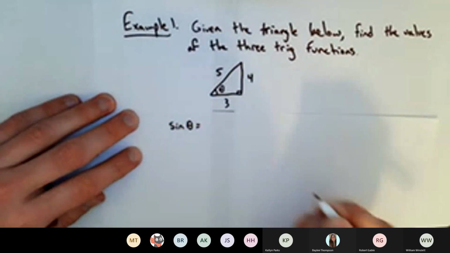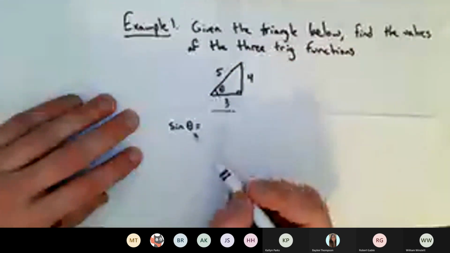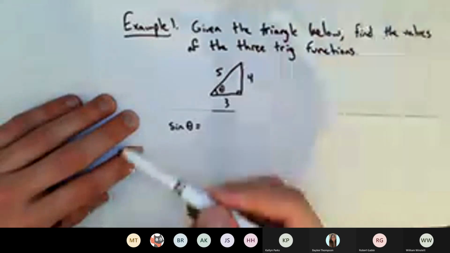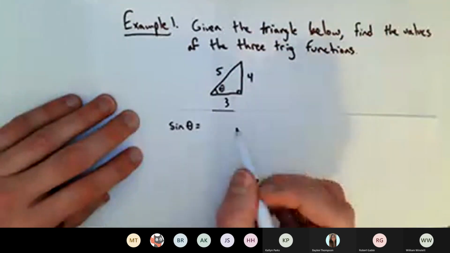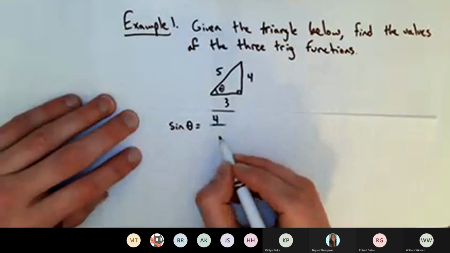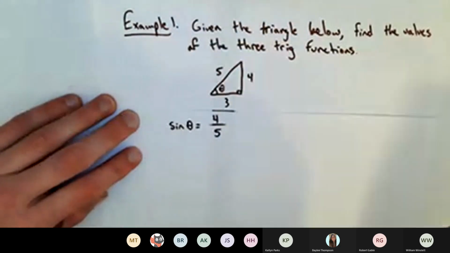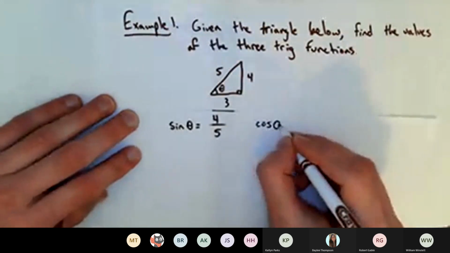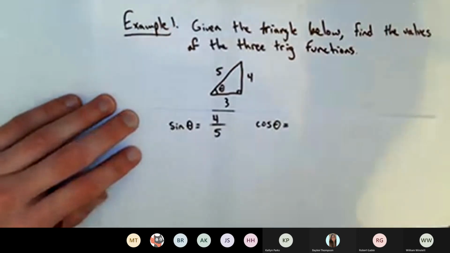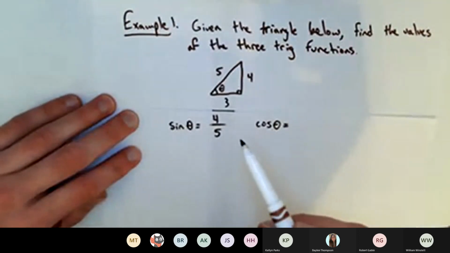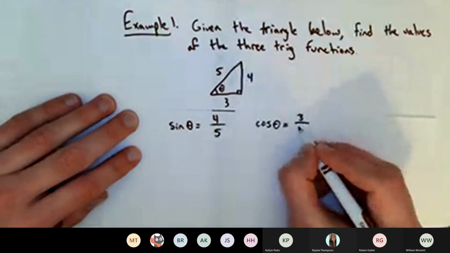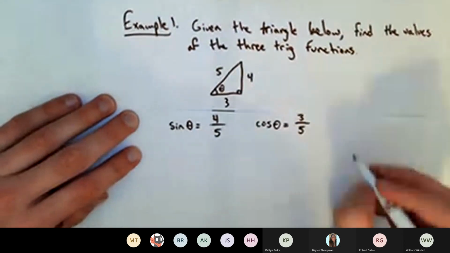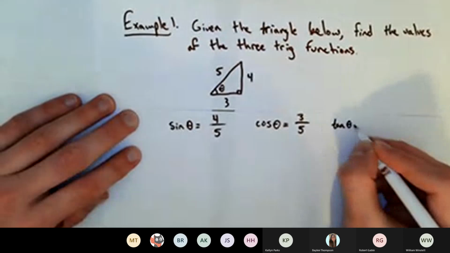So sine of theta, if theta's here, sine of theta is a ratio of the sides of this triangle. It is the ratio of the opposite side over the hypotenuse. Okay, it's that easy. That's all there is to it. Cosine gives a ratio of adjacent over hypotenuse. See where I'm going? And then tangent of theta.